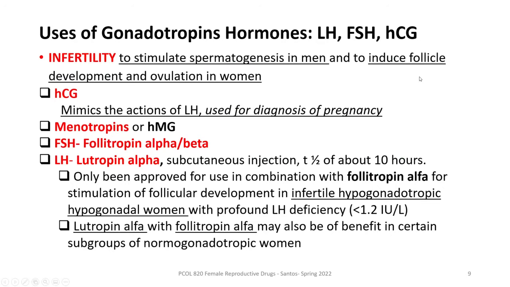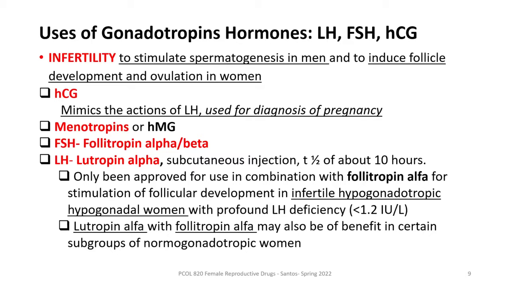Okay, so what are the uses of gonadotrophin hormones, which are those three? The LH, the FSH, and the HCG. Basically, they are used to treat infertility by stimulating spermatogenesis in men or inducing follicle development and ovulation in women. The HCG, which mimics the action of the LH, is frequently used and is present in those tests used for the diagnosis of pregnancy, because the levels of those hormones can be detected very early during the pregnancy.